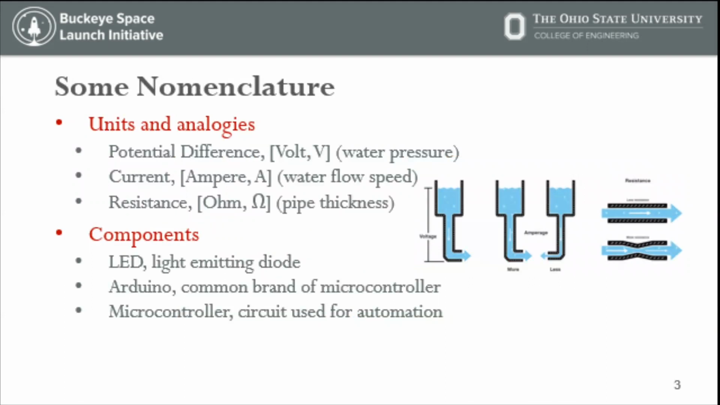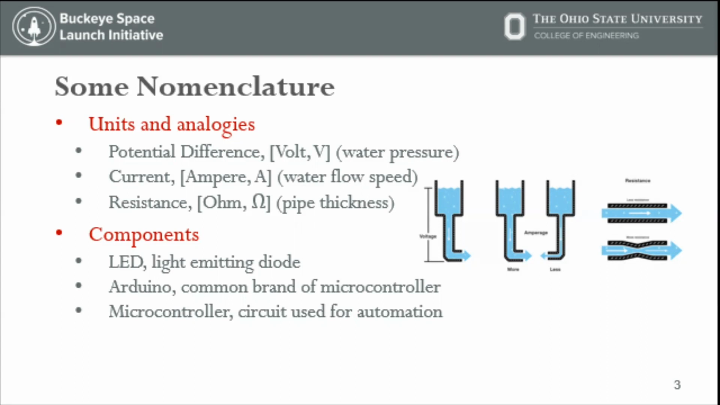Just in case anyone's not familiar with these, we're going to go over a little bit of basic nomenclature, units and analogies. You've seen a very common water flow analogy for a lot of these things. Potential difference is just a measure of electric potential relative to a reference, measured in volts with the sign V, and you can think of that like water pressure. Current is how much energy is flowing through your circuit at any given point in time. That is measured in amperes, the sign A. It's kind of like your flow speed or volumetric flow.